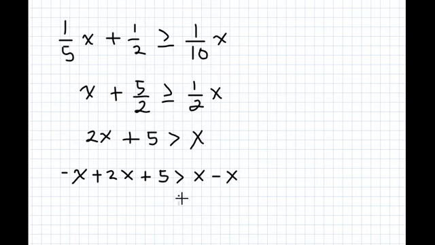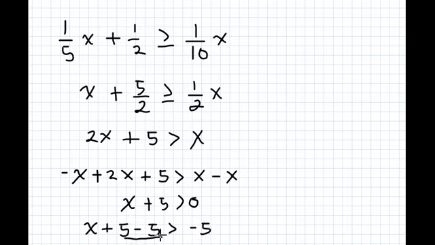So x minus x is 0. And negative x plus 2x leaves us with an x plus 5. So now I want to go ahead and subtract 5 from both sides. So we'd have x plus 5 minus 5 is greater than 0 minus 5, except I'm not going to write the 0 in there. So as you can see, those will cancel out to be 0.